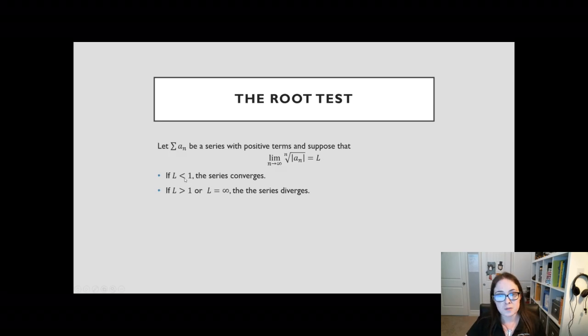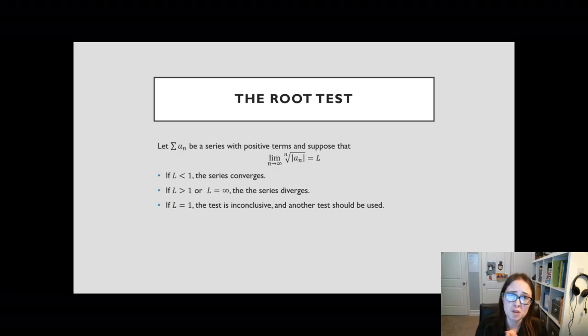If the result of this limit is less than 1, the series converges. If it's greater than 1 or infinity, the series diverges. And also, if you get exactly 1, then the test is inconclusive and you need to find a different test. So keep that in mind. So the results are exactly the same. It's just the limit that is different on this one.